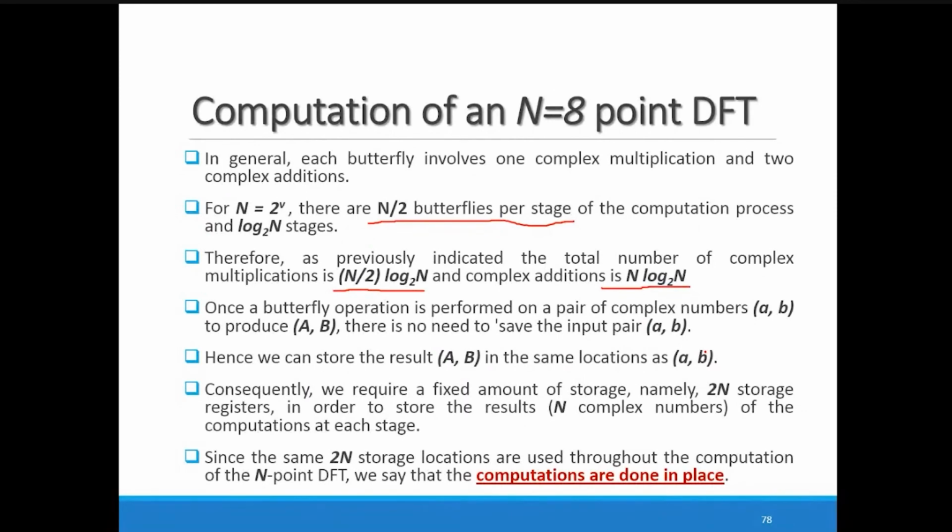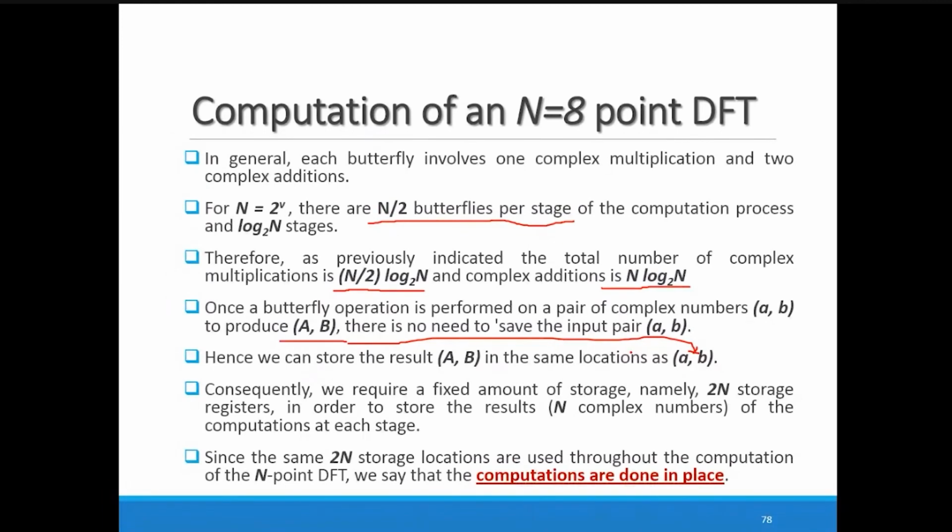So we don't require any extra storage for this output. Whatever output we are getting, we place that output at the initial location of a, b, the same location. And this particular thing is known as computation in place. So this is another phenomenon we are applying in the N point DIT FFT. Whatever calculation we are doing, the computations are done in place. Means after doing the butterfly operation, whatever output we get, we take that output and store it at the input, because afterwards we don't require those input values.